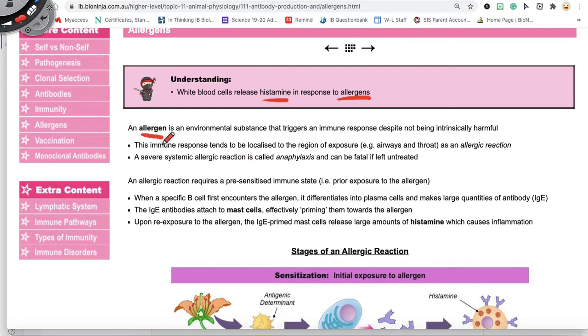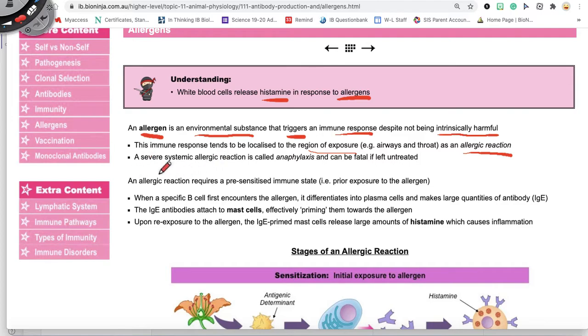So, an allergen is an environmental substance that triggers an immune response despite not being intrinsically harmful. That means it's not really going to hurt you, right? Like pollen, but it will trigger an immune response. This immune response tends to be localized to the region of exposure. So if you breathe it in through your airways and throat, that's where the allergic reaction is going to happen.